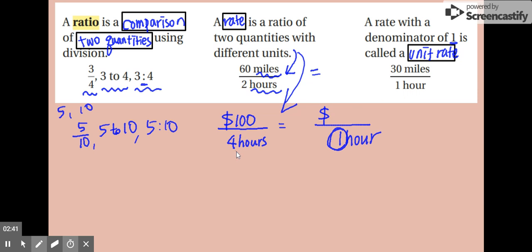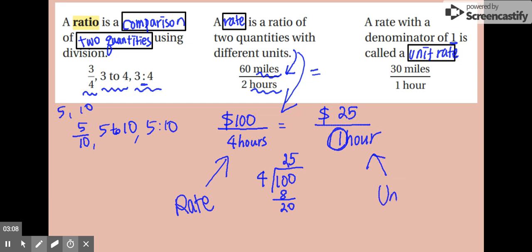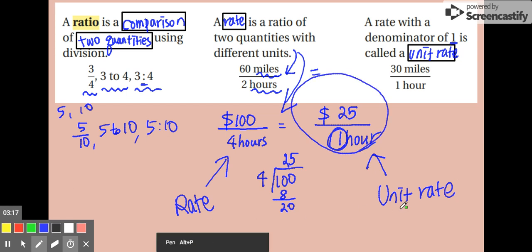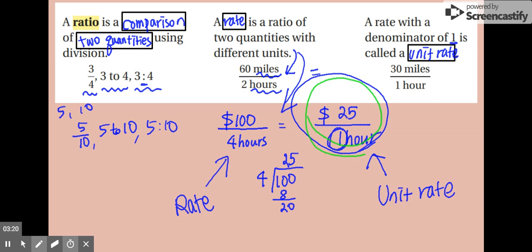And $100 for 4 hours. Let's say you earn $100. What about per 1 hour? What's the unit rate? You have to divide 100 by 4. How many 4s go into 10? 2. So 8, and 20, and 5, right? So it's going to be $25 per hour. So this is a rate and this is a unit rate. Both are talking about the same thing, but when you have a unit rate, it's much easier to compare. We are going to practice how to find this unit rate a lot in this lesson. So please copy it down.